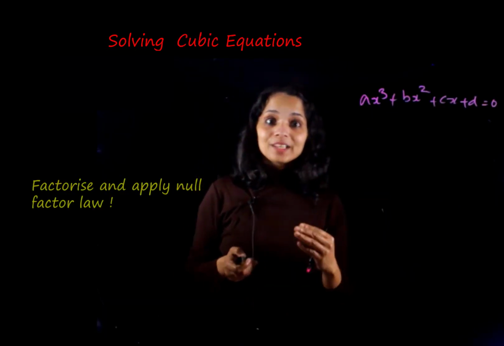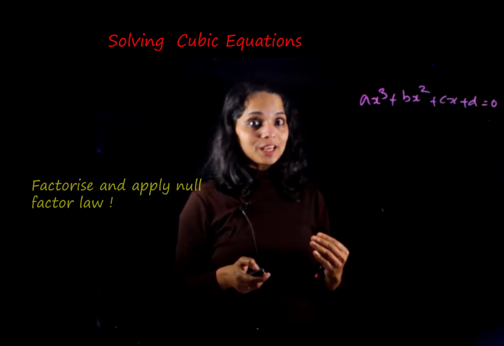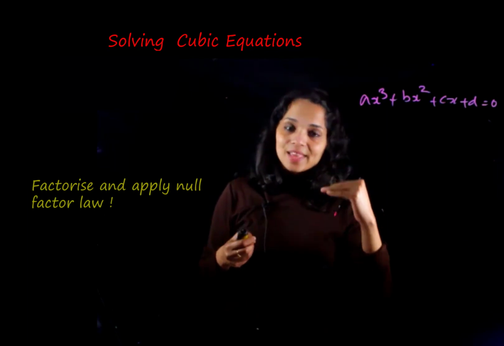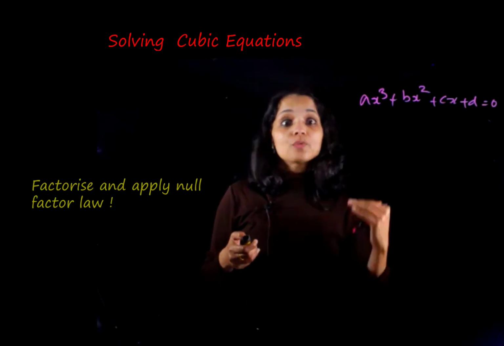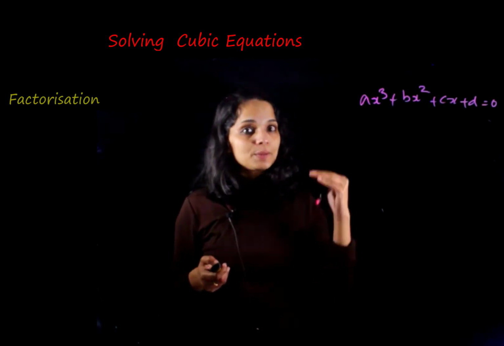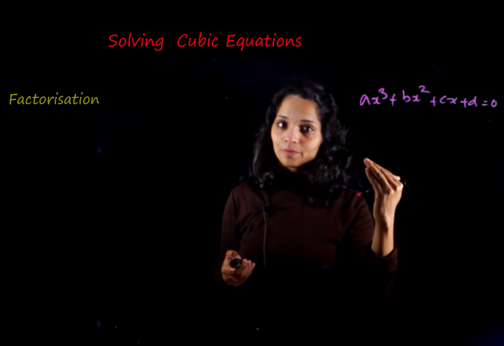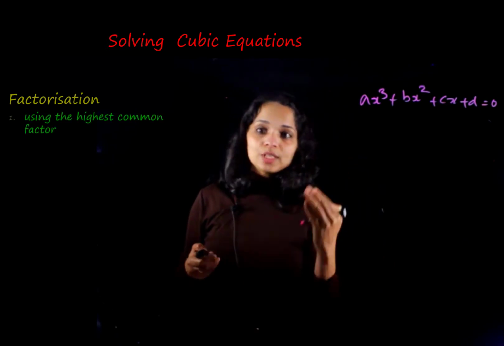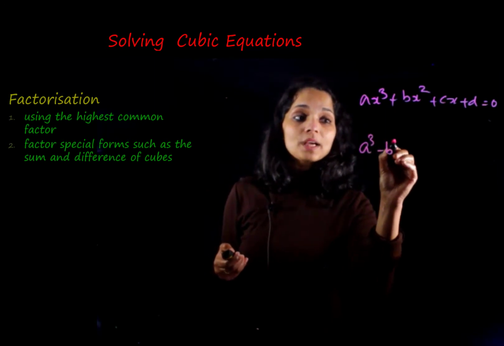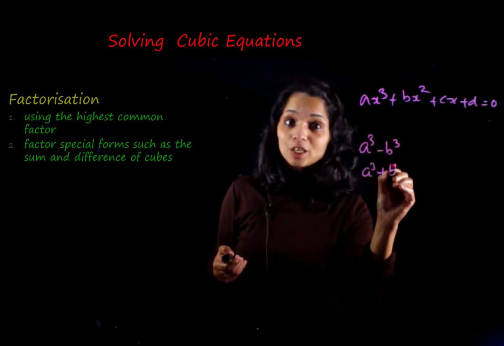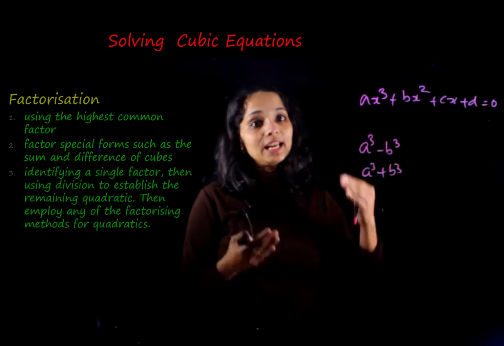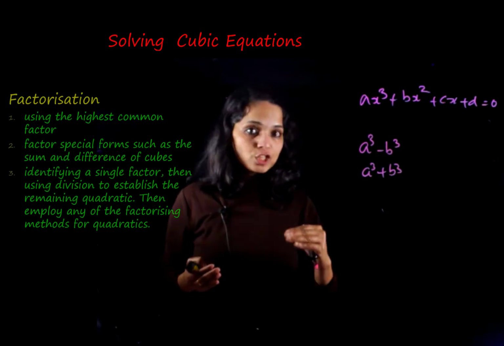Okay, now how can we find the solutions of a cubic equation? There are only 2 steps that we need to follow. First, factorize and then use the null factor law. For factorizing, we can use many different techniques depending on the type of cubic function. One is using the highest common factor. The second one is using the special forms such as a cube minus b cube or a cube plus b cube. And the last one is for any general cubic function. Okay, let's do one example from each category.